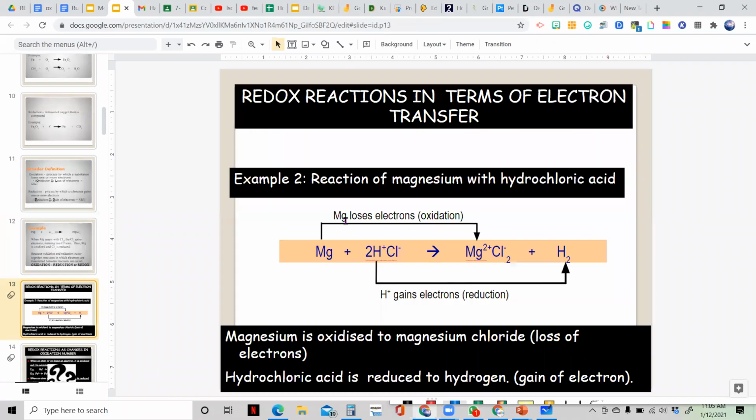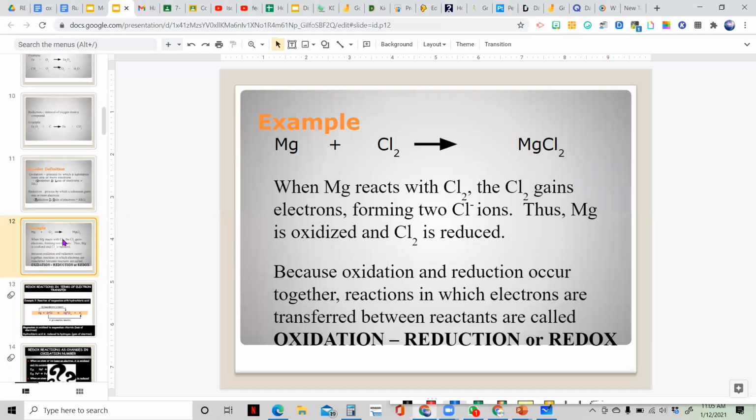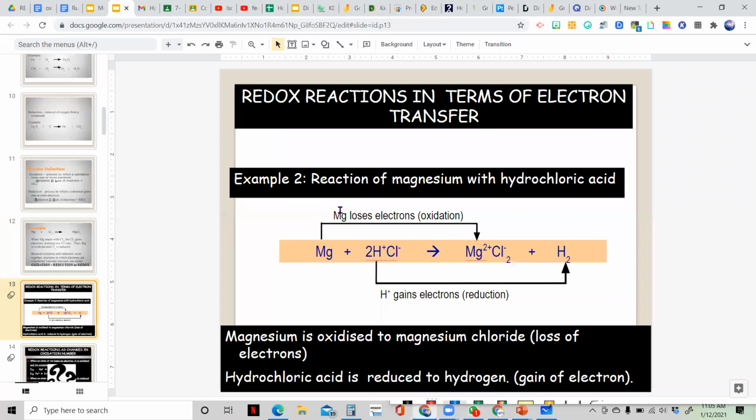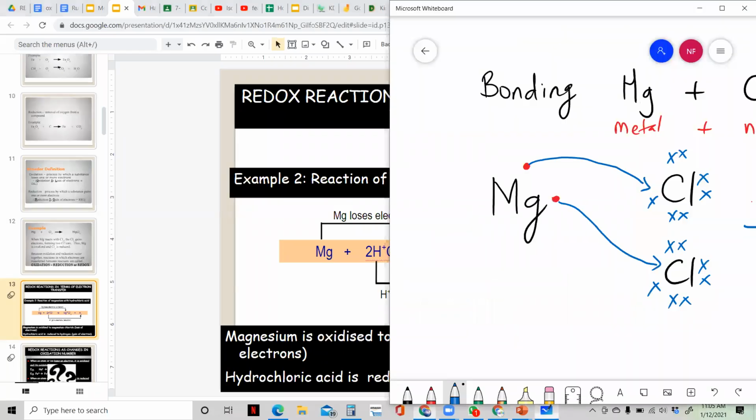So let's look at example number 2. We're still using magnesium, but this is not a synthesis reaction like before. Magnesium directly bonding to chlorine is a synthesis reaction. This one now has magnesium reacting with hydrochloric acid. So I'm bringing up my whiteboard again.